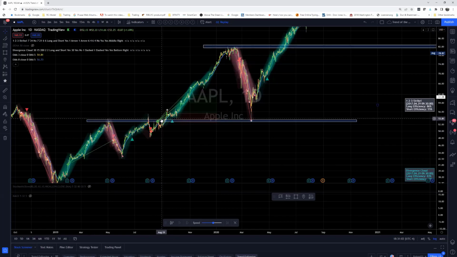So you now have three supporting arguments. You have the support zone, the 1-2-3 strikes, and you have the divergence cloud that shows you that we are in a bullish trend here. So that's really a no-brainer to go in here.